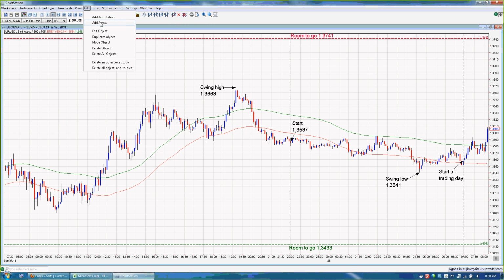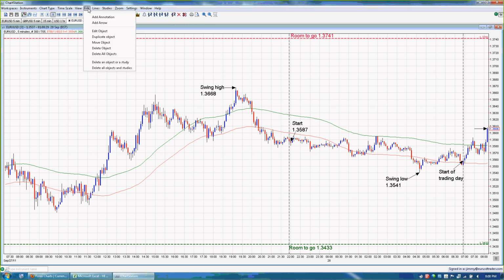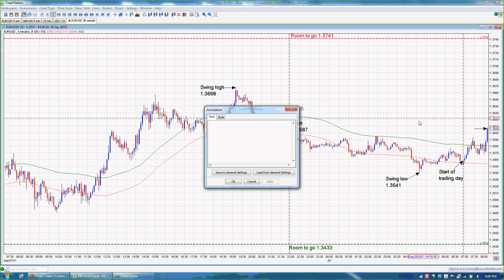So, edit, and we're going to go add arrow. And we go edit, add annotation. We have a JB buy, I don't want to say signal because it's more than a signal. The signal is 136.06. Now, what we have to do is add the retail broker spread to that to come up with the correct price.